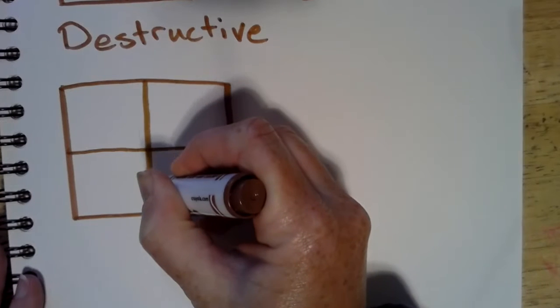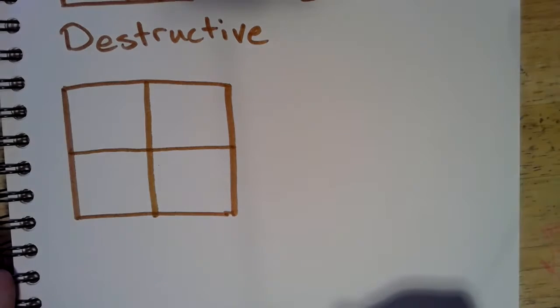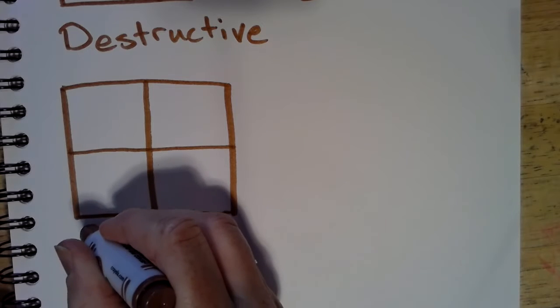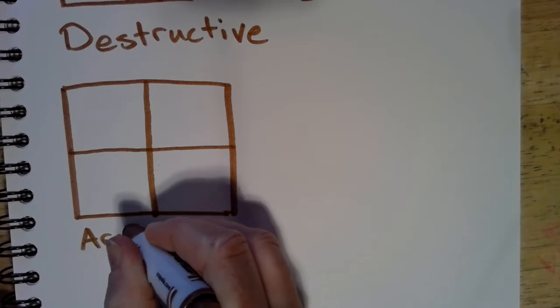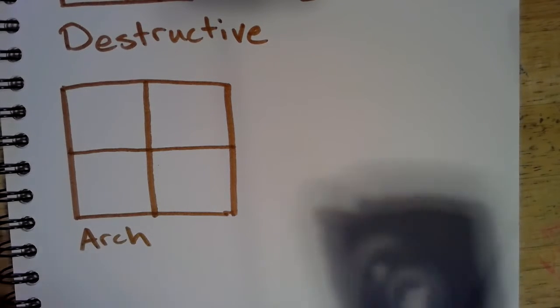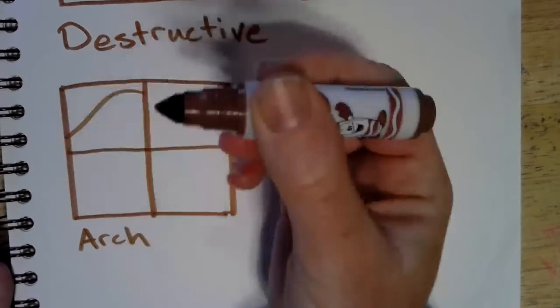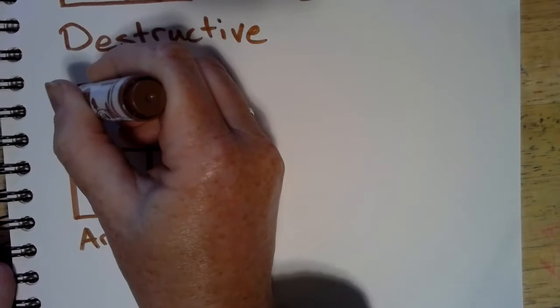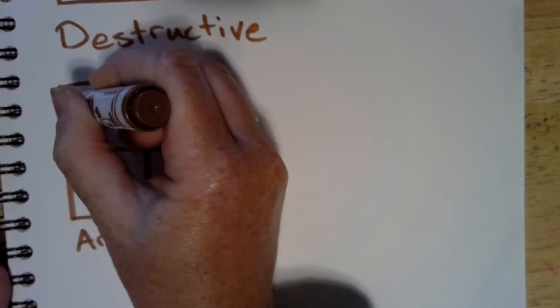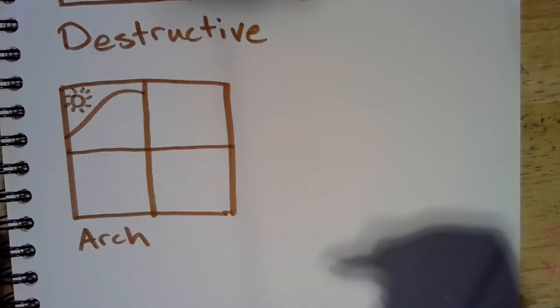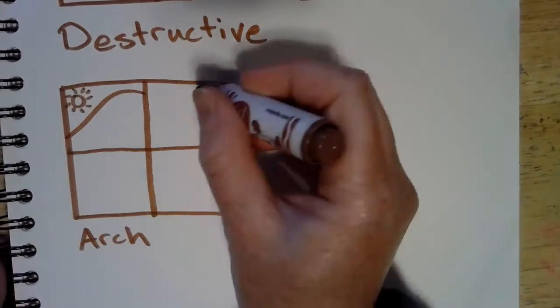I'm using a marker so you can see it really easily. The first destructive one that we are going to do is an arch. This is a sandstone arch. It starts with a very thin hill out in the desert. A lot of sun because it's nice and hot. And when the wind blows, it drives sand into this hill.